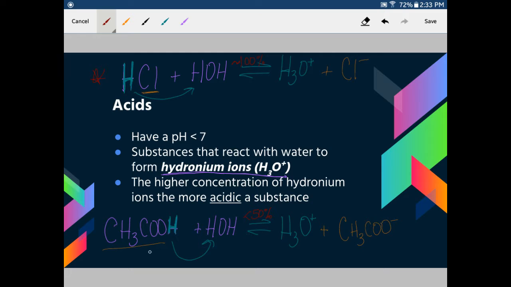Inversely, our weak acid only happens less than 50% of the time, producing fewer hydronium ions, again making a slightly less acidic substance. It's not saying that it's not acidic, it's just saying that it is slightly less acidic, depending on the acid, than the H3O+ that's produced in our strong acid example.